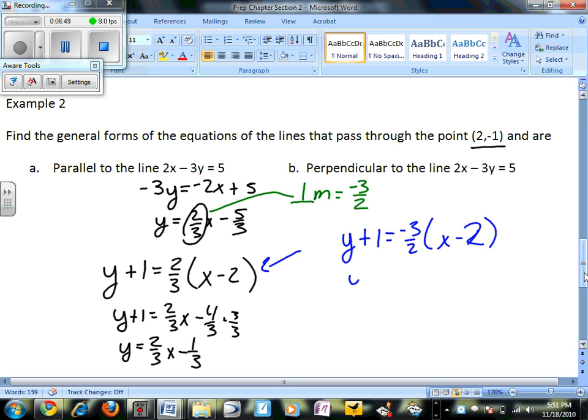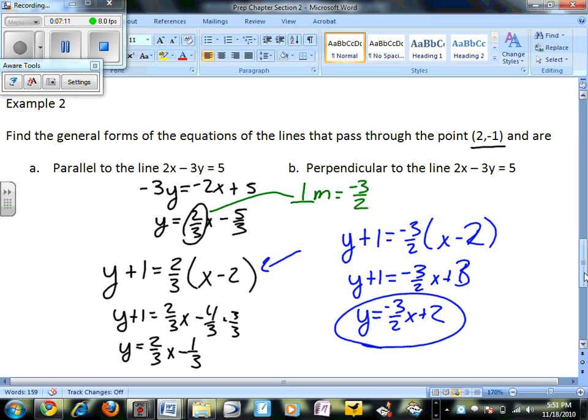So y plus 1, we're going to distribute first: -3/2 x plus 6 over 2, which would be 3. And then we're going to subtract our 1, so y equals -3/2 x plus 2. That would be the line that's perpendicular.